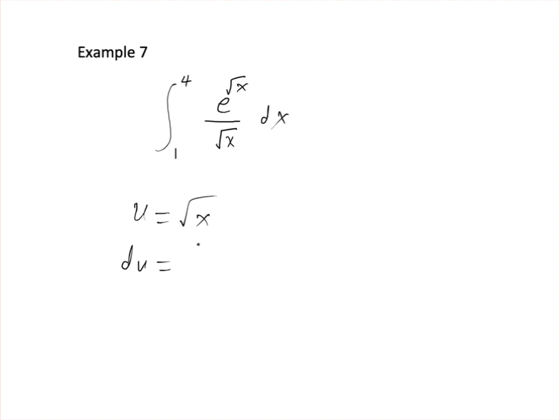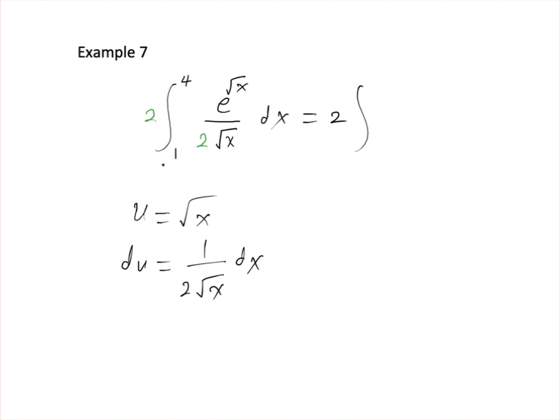So if u is the square root of x, then du would be 1 over 2 square root of x dx. And now in the denominator, we don't have a 2. So if we put a 2 in the denominator here, then I have to put a 2 on the outside. So 2 divided by 2 is 1. So that doesn't change. And then this becomes 2 times the integral.